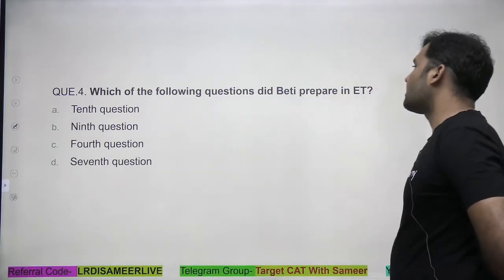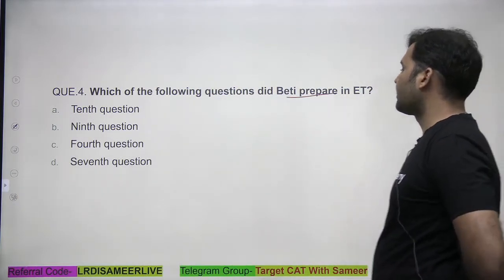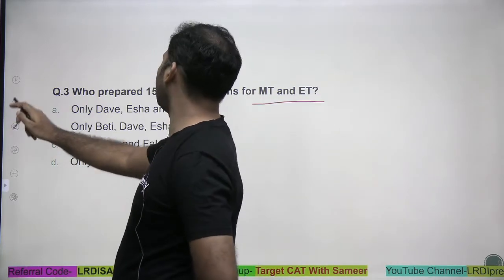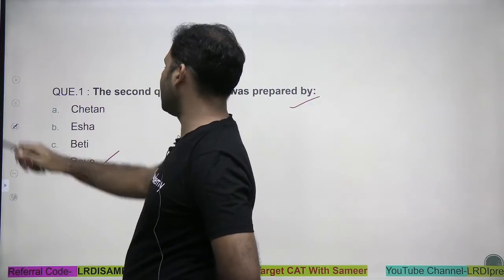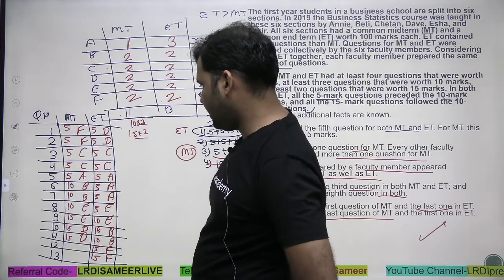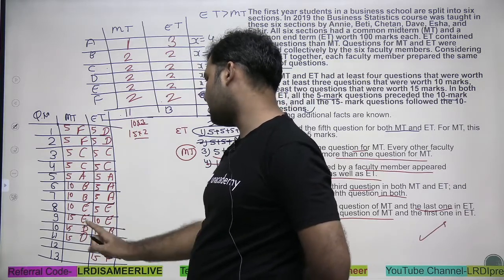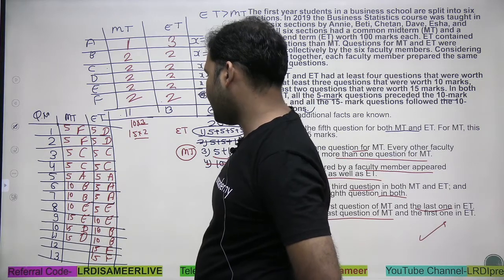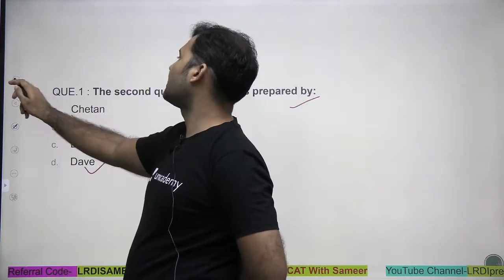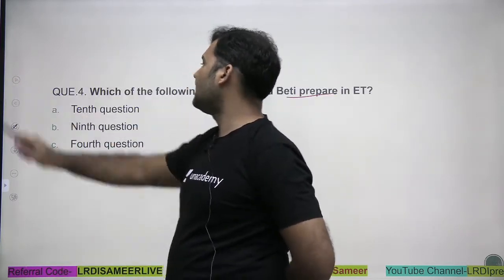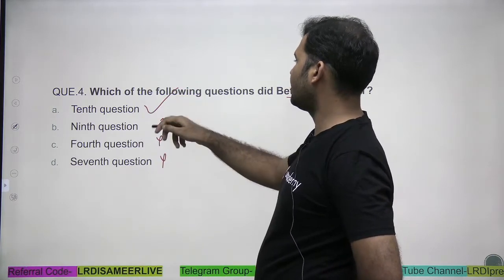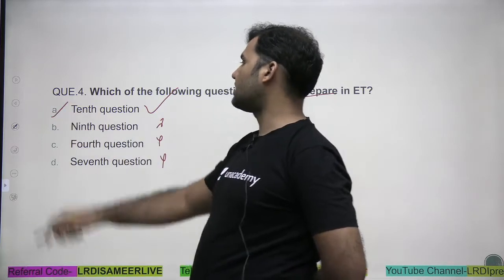Fourth question, which of the following questions did Betty prepare in ET? B is preparing... Okay. So in ET, you see that B is preparing question number 10 and question number 11. Question number 10 and question number 11 is prepared by B in ET. So 10th number question is prepared by B, so this A is the correct answer to the question.